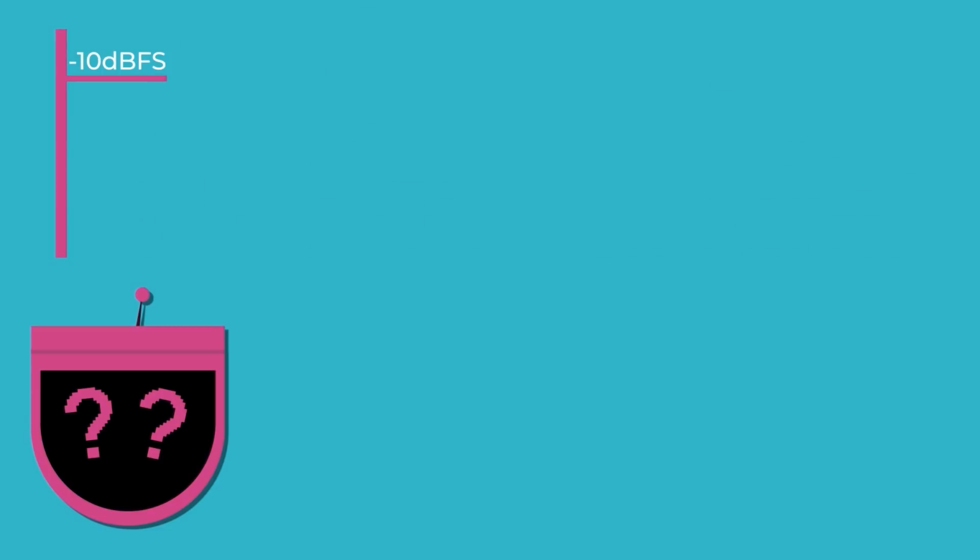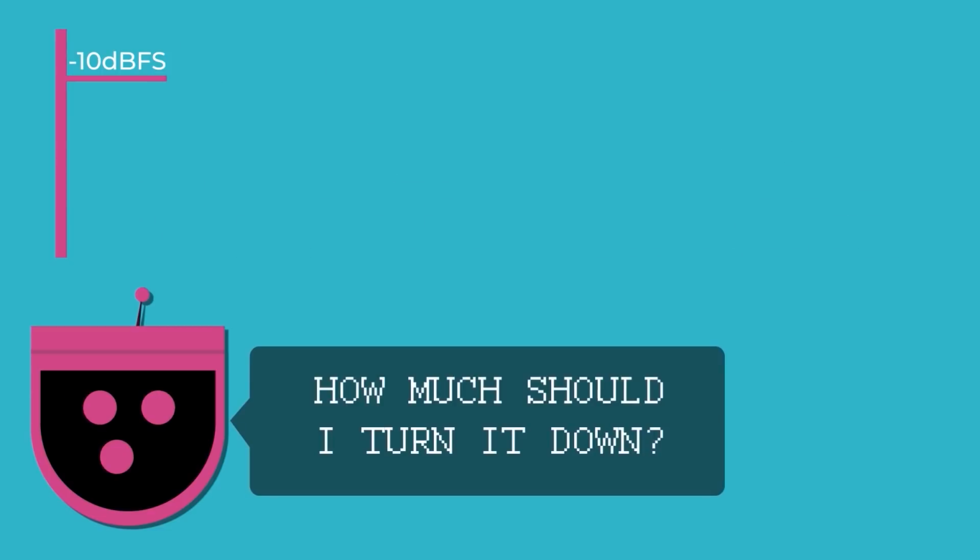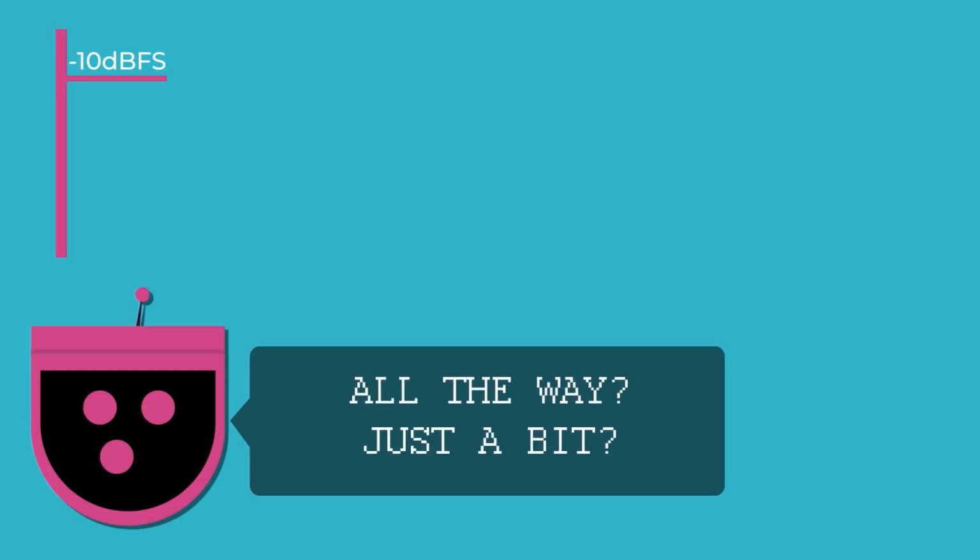But then Mixbot asks, well, how much do you want me to turn it down? Should I just turn it down all the way? Should I just turn it down a bit? And this is where ratio comes in. The ratio is how much you want Mixbot to turn the audio down when it gets to the threshold, which in this case we said was -10 dBFS. So now we're starting to see how compression gets complicated.